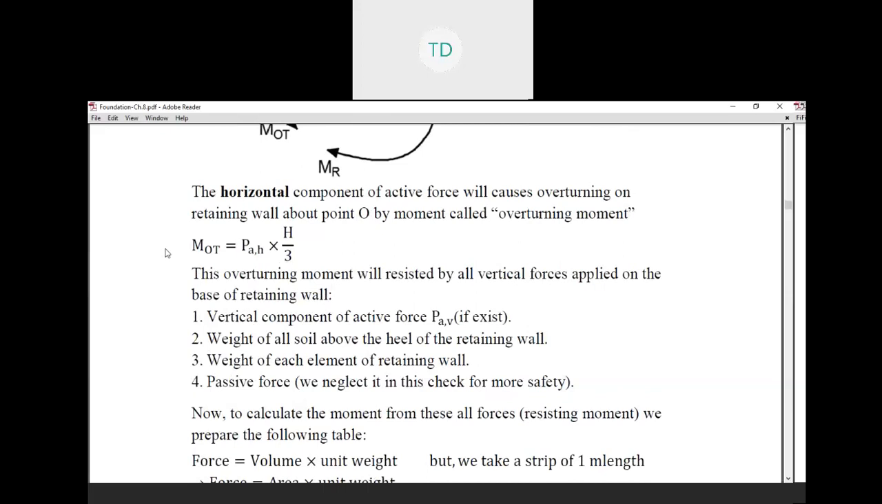Number 1, as shown in the figure, is the vertical component of active force. Number 2 is the weight of all the soil above the heel of the retaining wall. Number 3 is the weight of each element of the retaining wall. Number 4 is the passive force, which we neglect in this check for more safety.